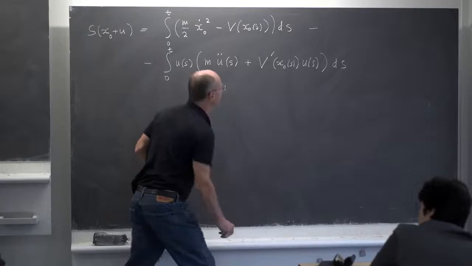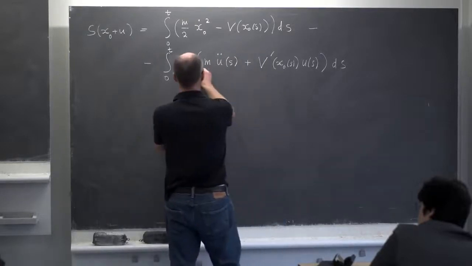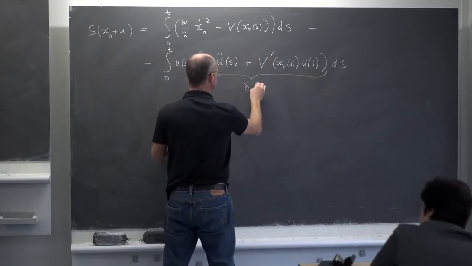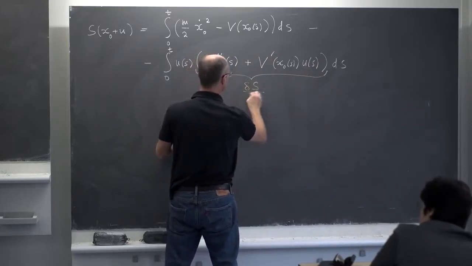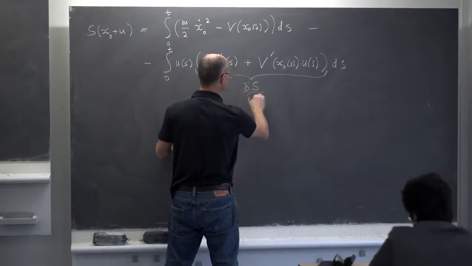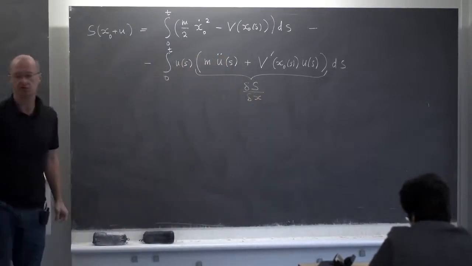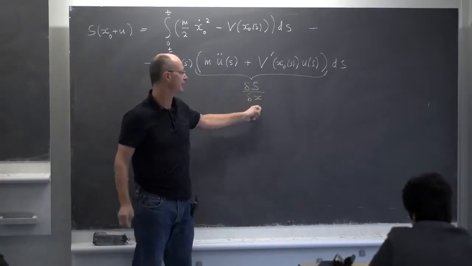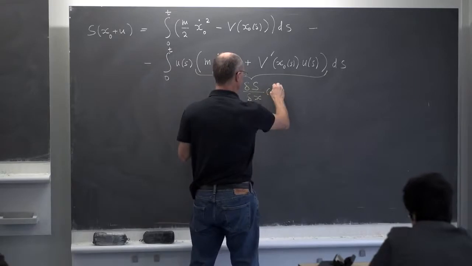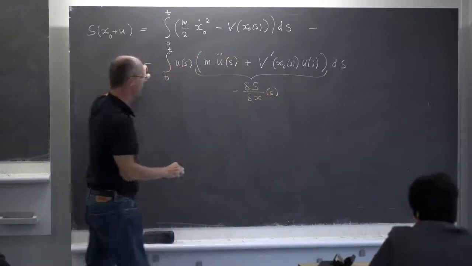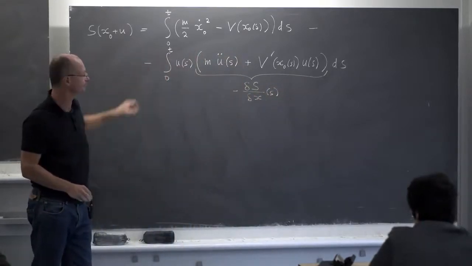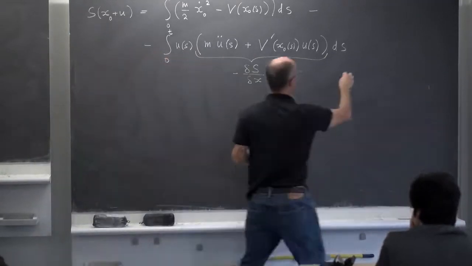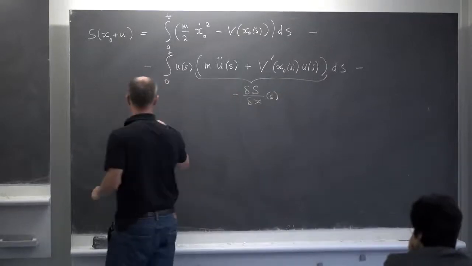So actually, this coefficient is also called the functional or Fréchet derivative of the functional s with respect to the argument x. Maybe with a minus sign because I collected a minus sign here. So, all right, let's continue.